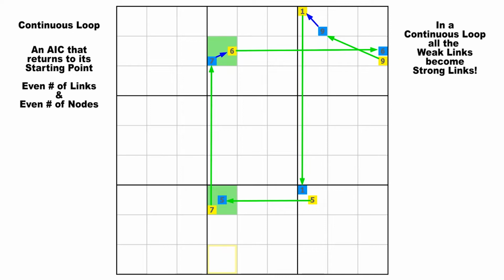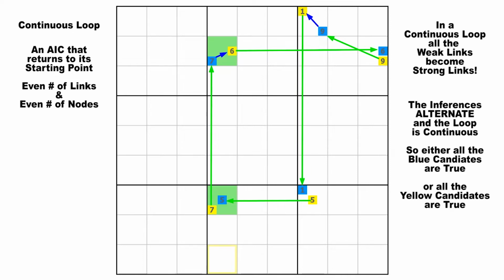But you don't really know anything for sure about all the other candidates in the middle of the chain. But with a continuous loop, you do know something about every single candidate in the loop. You know that either all the blue ones are true and all the yellow ones are false, or all the yellow ones are true and all the blue ones are false. All the candidates alternate true and false one way or the other. The coloring just helps us see them.